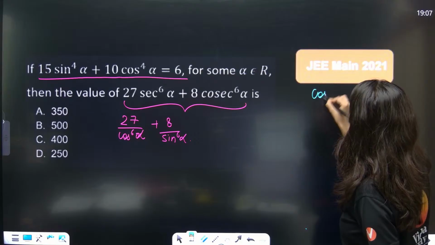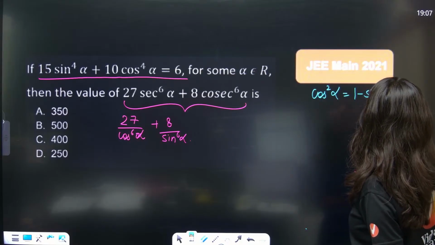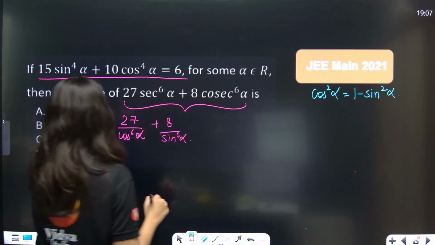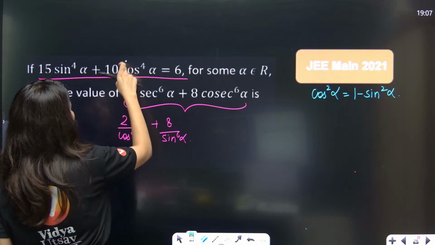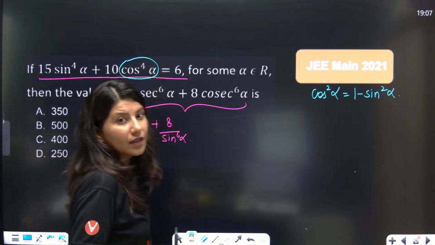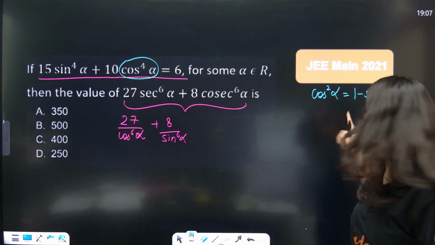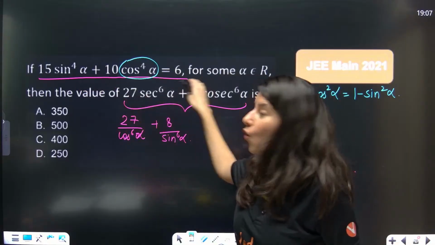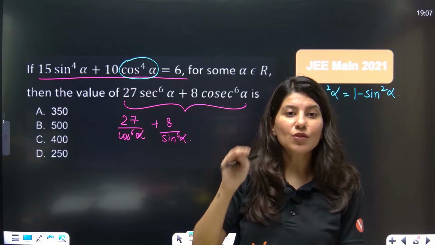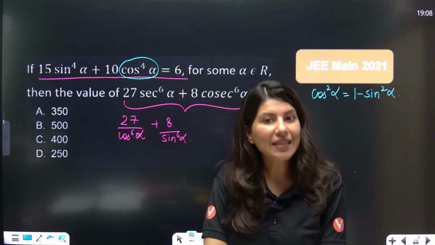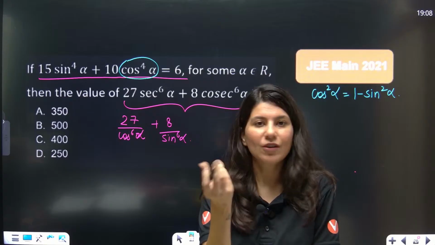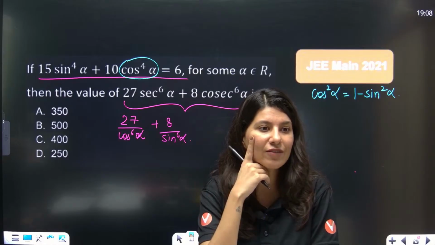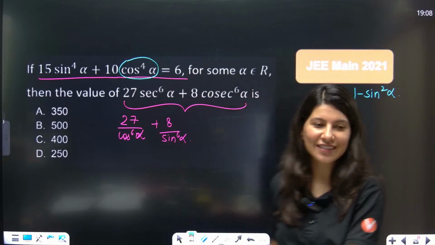See, cos square alpha can be written as 1 minus sine square alpha. So if in the given equation you convert cos square alpha in terms of sine alpha, this cos alpha will be removed, and the whole equation will become in terms of sine alpha. That will be easier for you, because then the equation will only have sine alpha, a single variable calculation. Right now we have a double variable. Yes, Janani, I think you have already done this question.